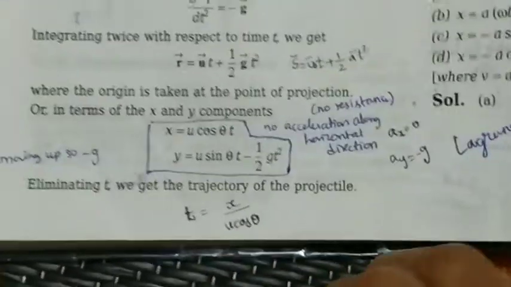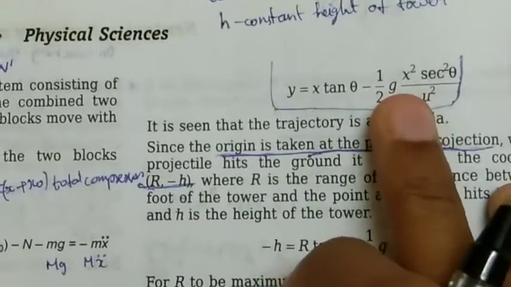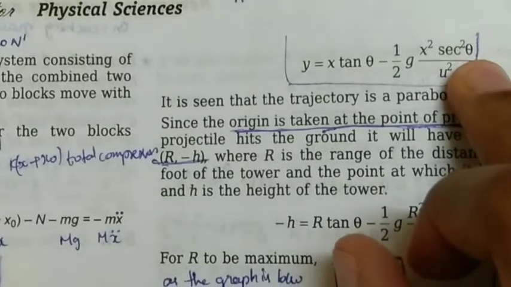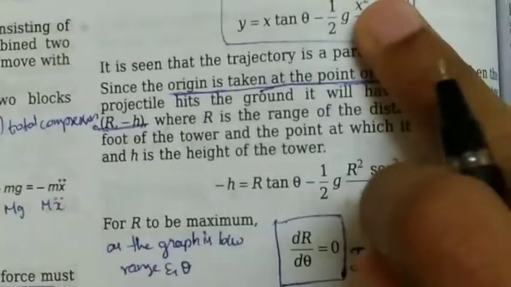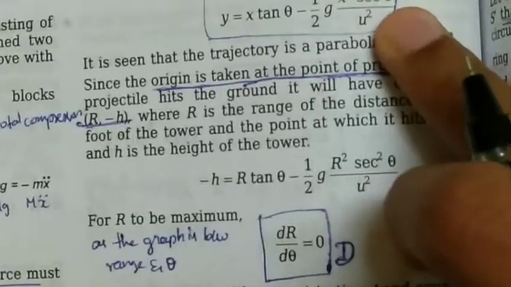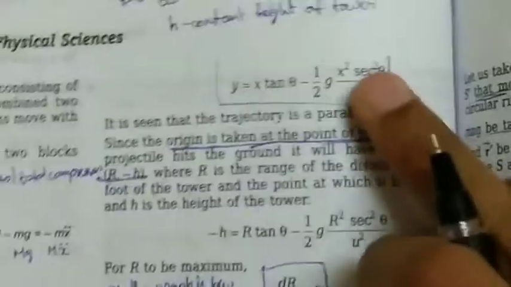So 1 by cos square theta is nothing but secant square theta, because 1 by cos theta is nothing but secant theta. Hence we would have minus half g, in the place of t, x by u cos theta whole square. That is x square by u square, 1 by cos square theta is secant square theta.